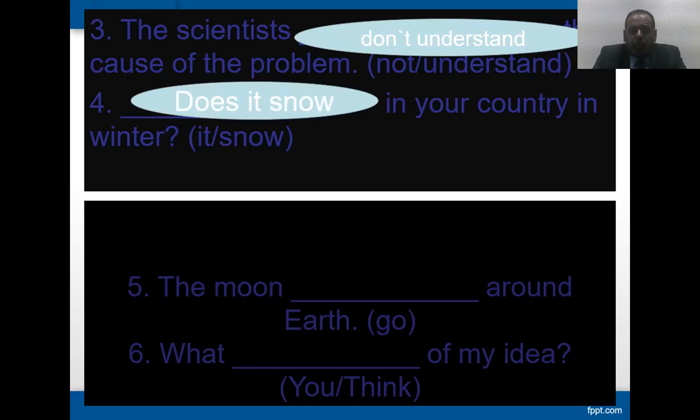Here, the moon around the earth. Oh, this is a fact. القمر يدور حول الأرض. Okay, so I want to use go. Shall I say is going or goes? Yes, goes. Well done. That's right.